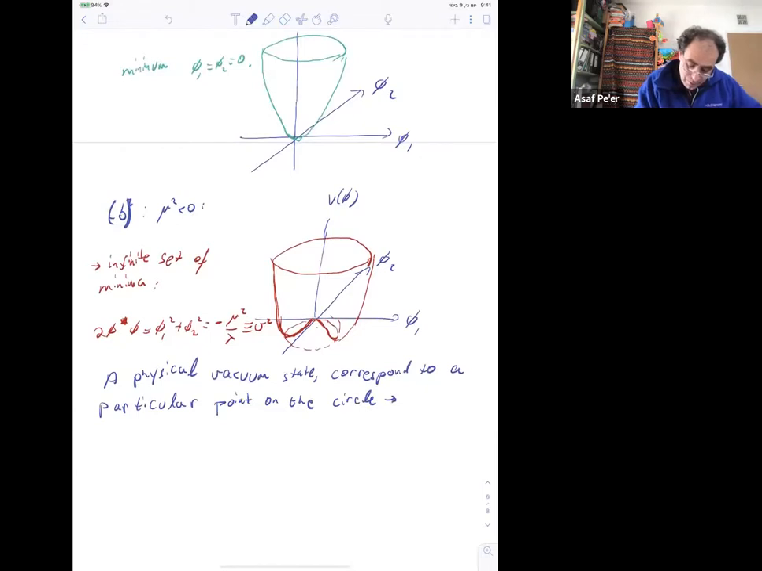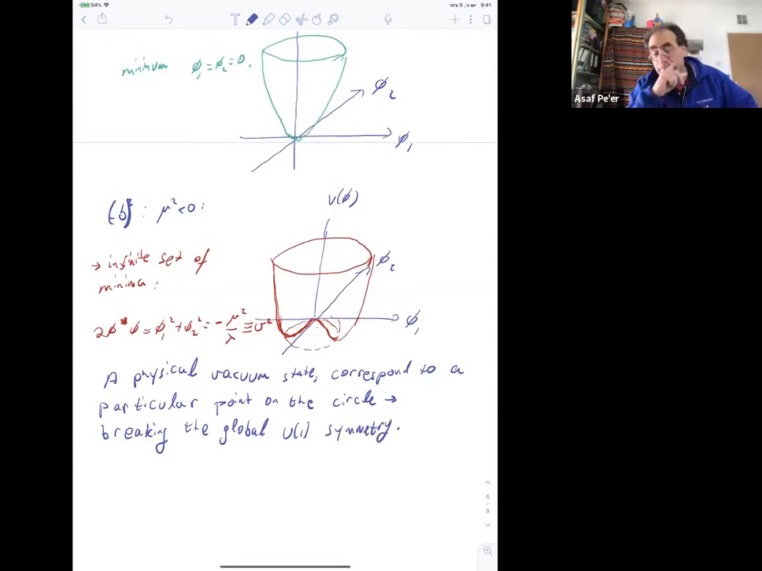Right, which means that this breaks, or is breaking, the global U(1) symmetry. Right. From here, it's quite obvious what the symmetry of the Lagrangian is, right? Since we can rotate this sombrero, this is the symmetry of the Lagrangian.